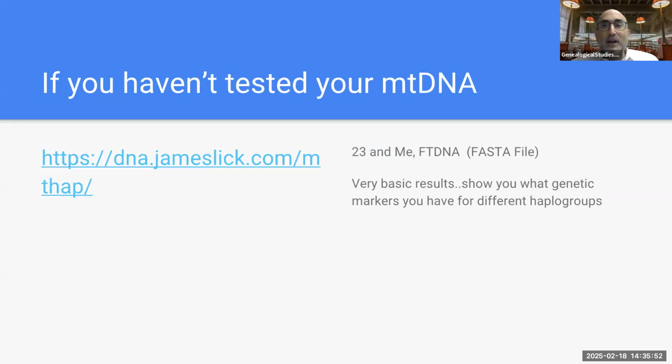If you haven't tested your mtDNA, now mtDNA is the kind of DNA that a mother passes to her sons and daughters, but it only goes down the female lines. You can upload your test file from 23andMe or FTDNA to a site called jamesslick.com. You get very basic results. It'll give you which mtDNA haplogroups you share the most mutations with, and from that you could do further research, or you could test at FTDNA to do your mtDNA.